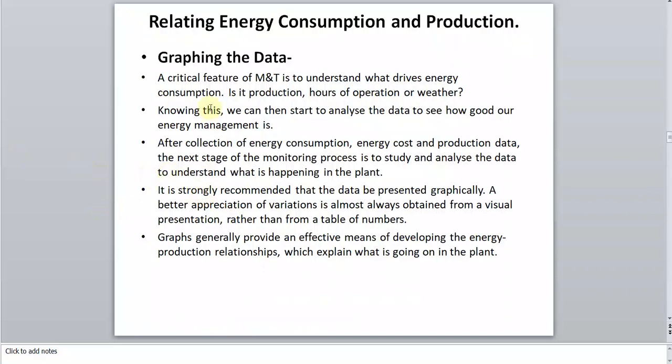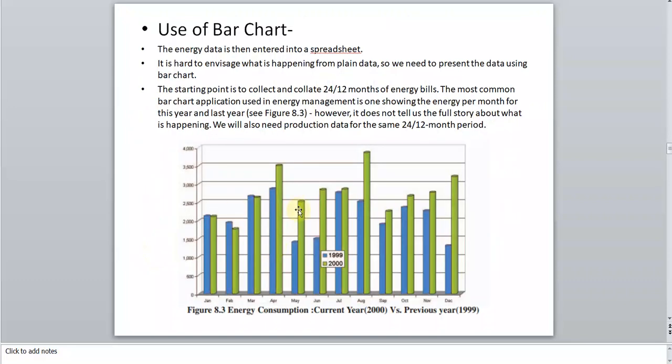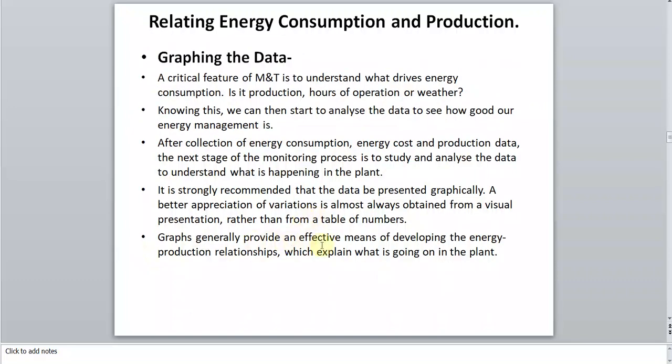Now here, in order to relate the energy consumption and production, we have to show the data in a graphical format. The data will be presented graphically. A better appreciation of variations is almost always obtained from a visual presentation rather than a table of numbers. That I already said: the advantage of visual representation, that is graphical data. Now graphs generally provide an effective means of developing the energy production relationships which explain what's going on in the plant.